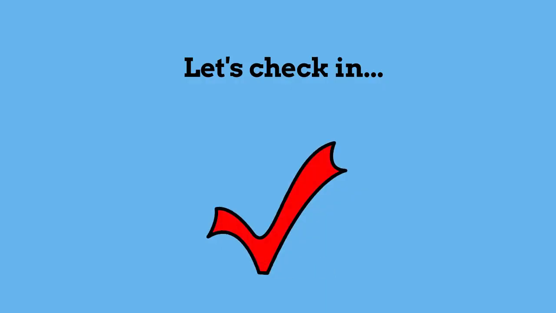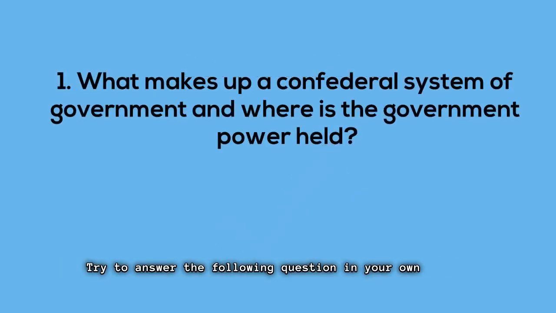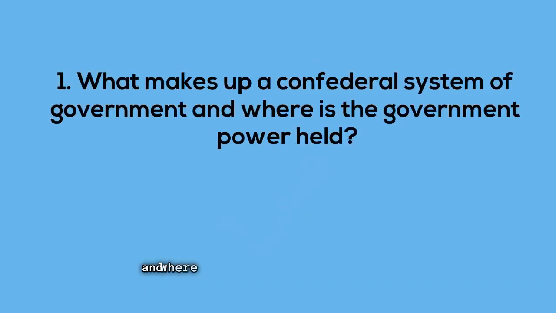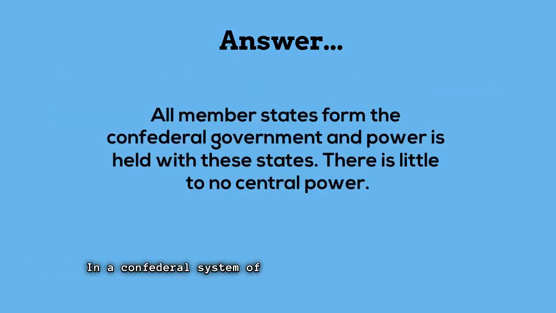Let's check in. Try to answer the following question in your own words. What makes up a confederal system of government, and where is the government power held? In a confederal system of government, all member states form the confederal government, and power is held with those states. There is little to no central power.